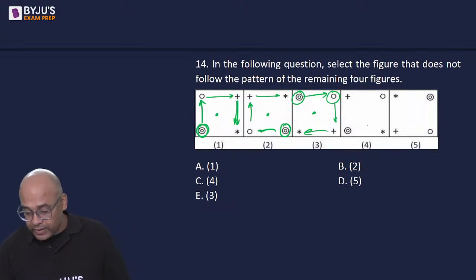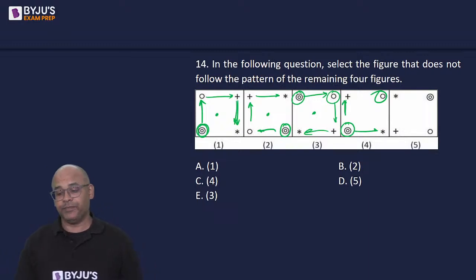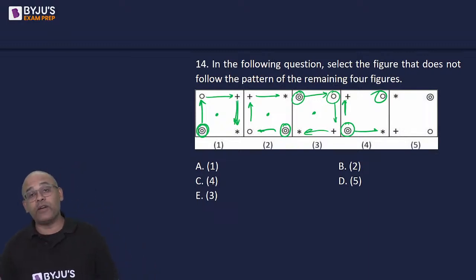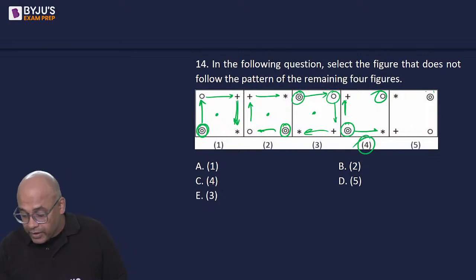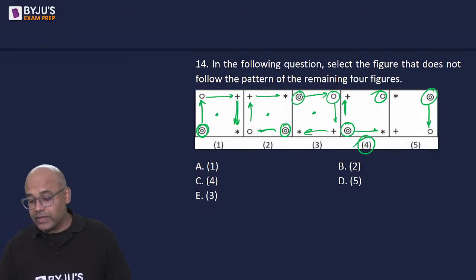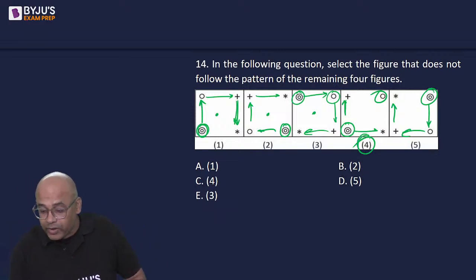So let's look at option 4 also. Two circles. Now this is where the problem lies. Two circles are supposed to have a single circle as adjacent. Therefore, 4 might be the correct answer. But let's continue with 5 also and verify. Two circles, right side is your single circle, right side is your plus, and right side is your star. So the pattern matches everywhere except for figure 4.